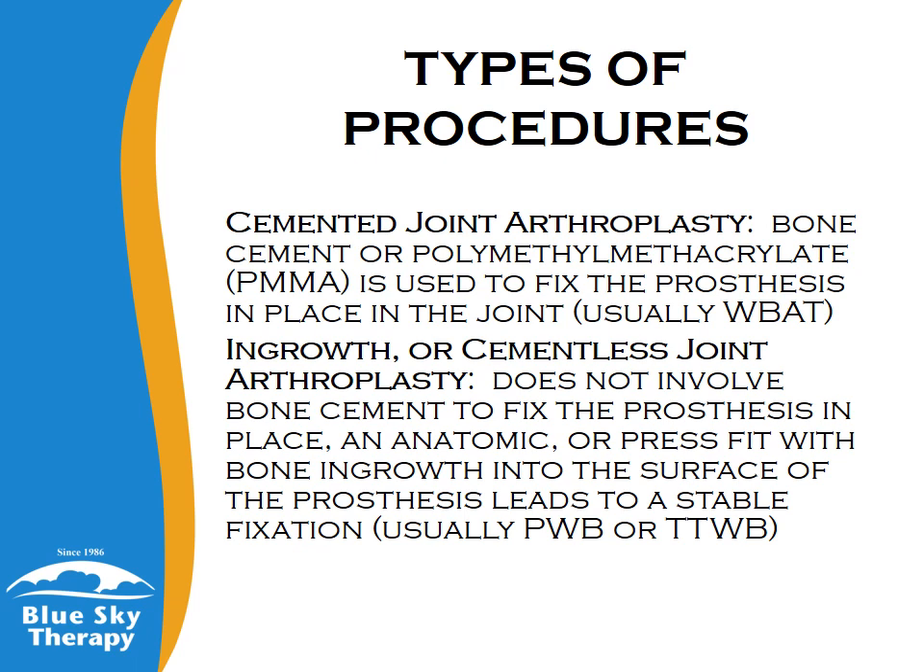Cemented joint arthroplasty occurs when bone cement, or polymethyl methacrylate, is used to fix the prosthesis in place in the joint. In this case, the patient will usually be weight-bearing as tolerated. An ingrowth or cementless joint arthroplasty does not involve bone cement to fix the prosthesis in place. Instead, an anatomic or press fit with bone ingrowth into the surface of the prosthesis leads to a stable fixation. In this case, the patient will usually be partial or toe-touch weight-bearing.